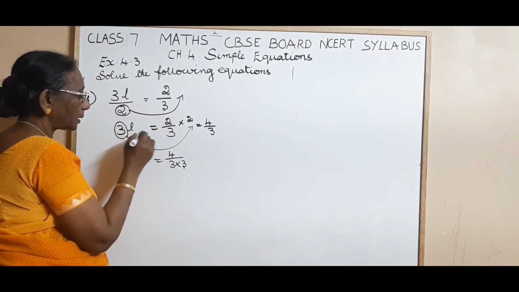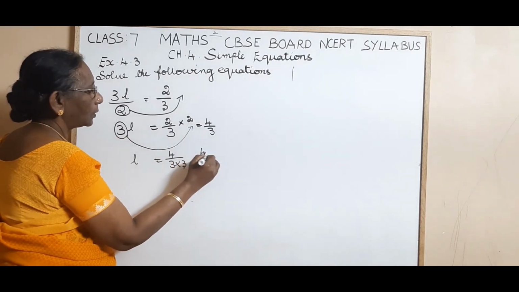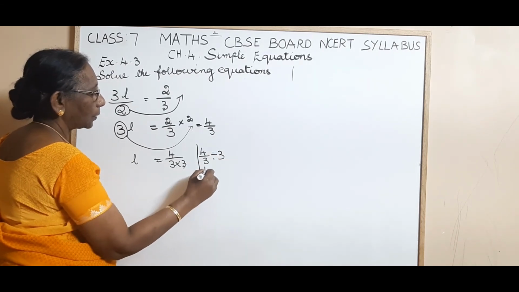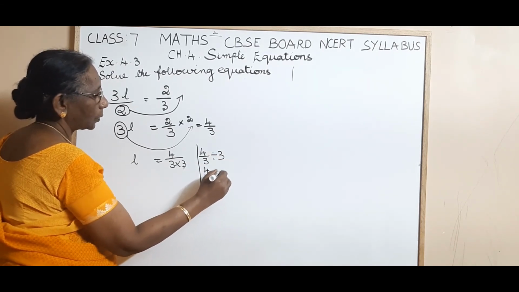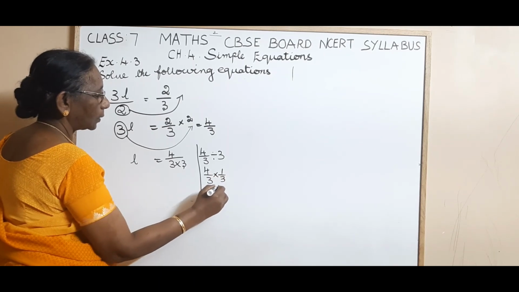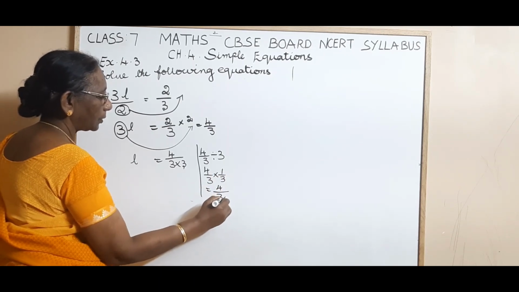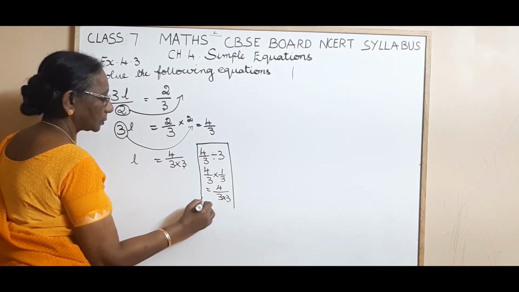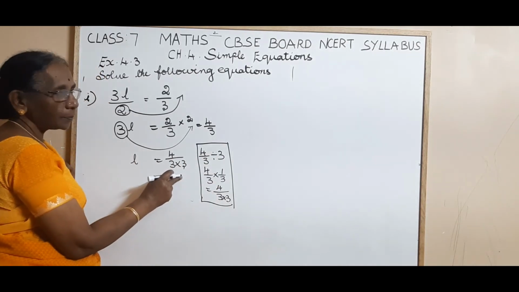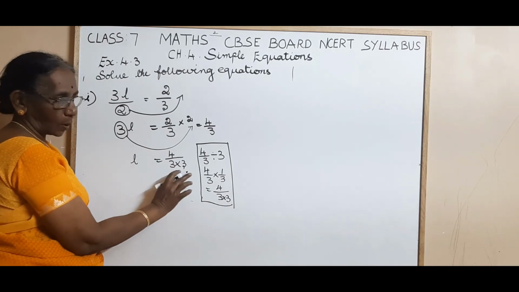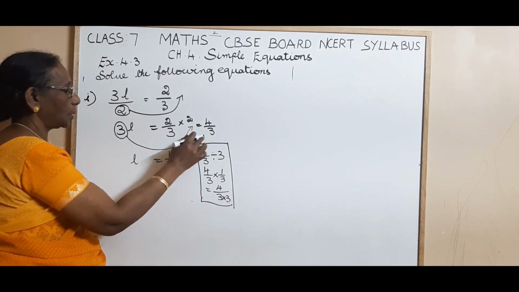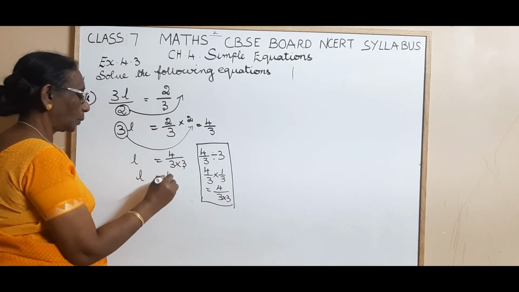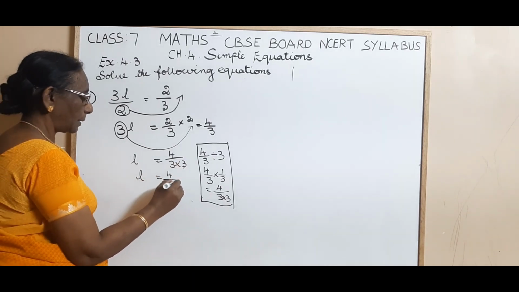Here I have already explained 4 by 3 divided by 3. So 4 by 3 into 1 by 3. So that is equal to 4 by 3 into 3. So instead of writing these steps, we are writing in the denominator as a product of the previous denominator and this 3. So L is equal to 4 by 3 3s are 9.